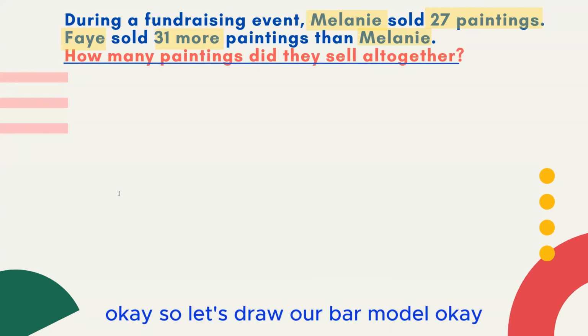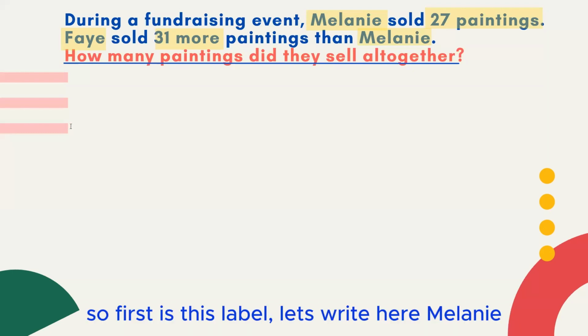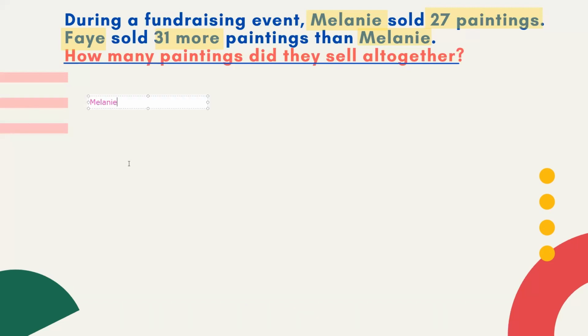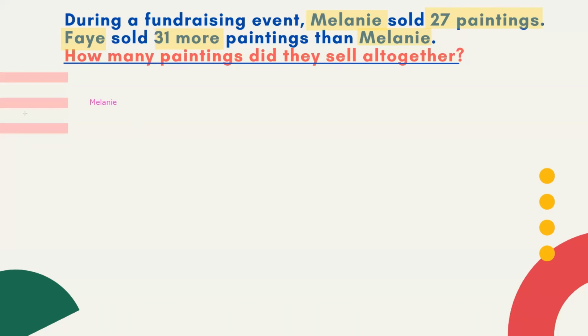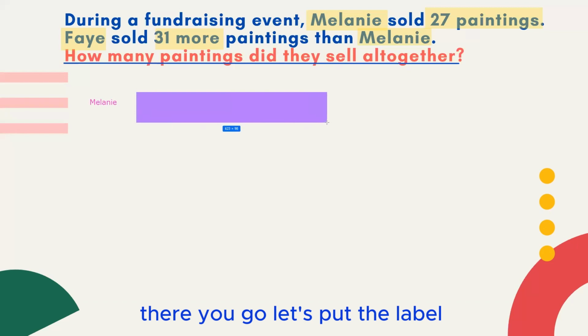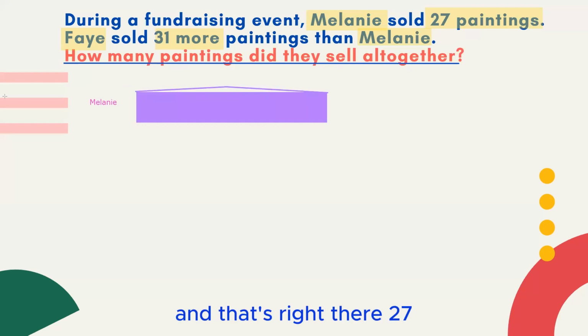So let's draw our bar model. So first, let's write here Melanie. And Melanie was able to sell 27 paintings. So let's have this bar here. We'll draw a rectangular bar to represent 27. There you go. Let's put a label. And let's write there 27.